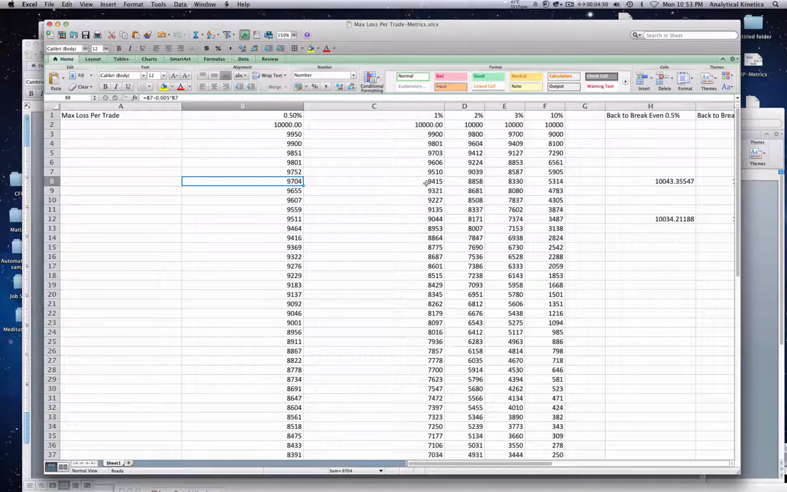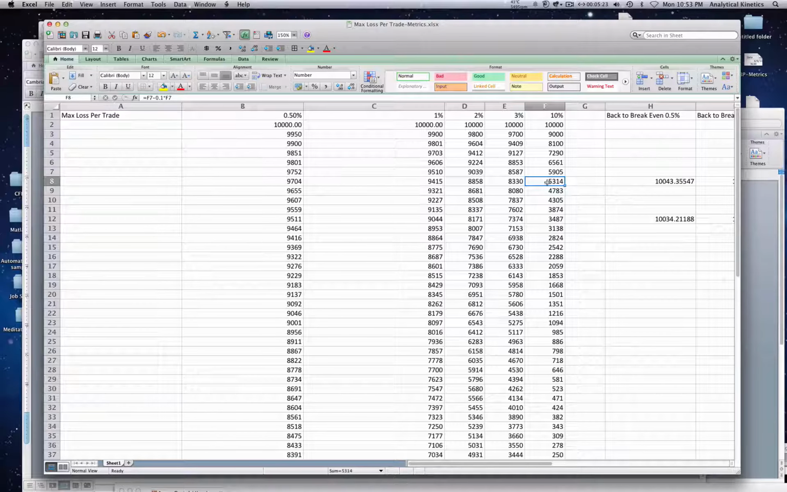At 1%, you're going to be down a little bit more than 5%, almost 6%, if you have 6 losing trades in a row at 1% per trade, and so on and so forth. So at 2%, it's already getting serious. You have more than a 10% loss already, and at 3%, you're close to 17%, and at 10%, it's almost 50%.